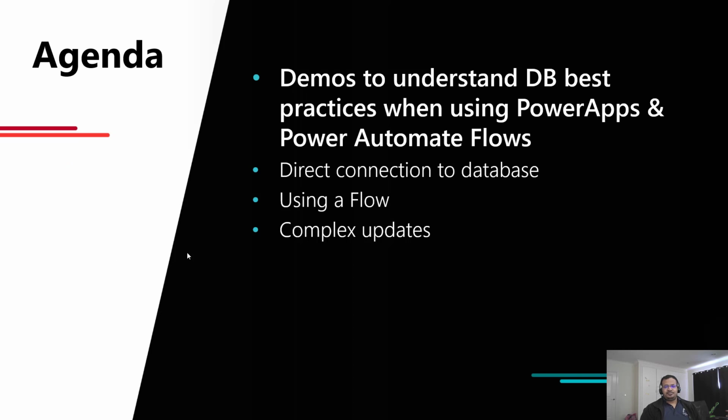So today's agenda is very simple and straightforward. I'll be doing a few demos, and in these demos, I'll be explaining the DB best practices when you're working with Power Apps and Power Automate flow, especially when you're connecting to a SQL Server database. The first demo will show the direct connection to a database and some drawbacks when you're doing this. The second demo will show you a simple way of doing that without using direct connections by using flow. The third demo will be a set of complex updates that you can perform across multiple tables by using Power Apps and Flow. So without any further delay, let's jump into the demos.